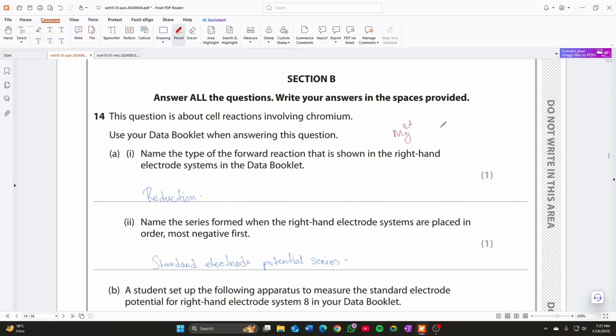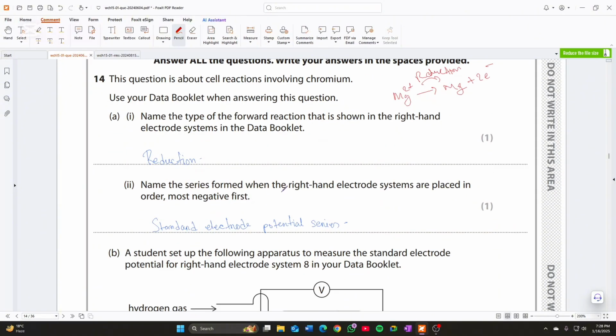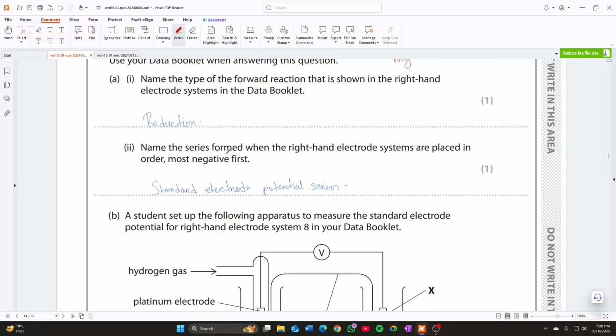Mg2+ plus 2e- will become Mg. These are always like this, right? So these are always reductions. Always reductions are shown in the data booklet. So this is reduction, and the name of the series is, you know, the standard electrode potential series. So this is an easy answer.